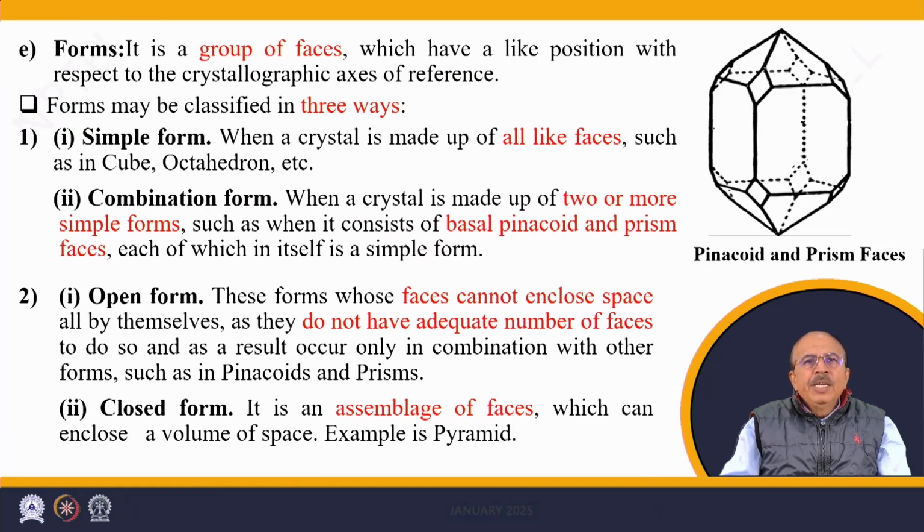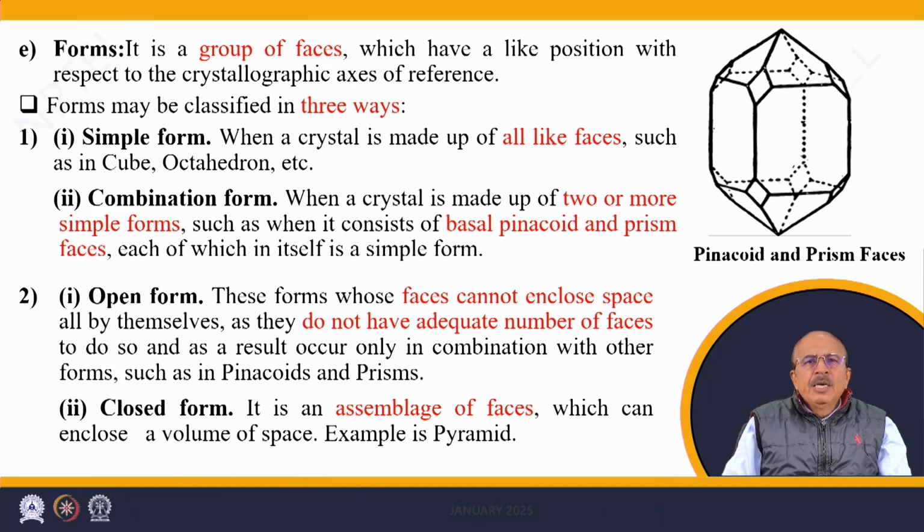Now forms: a form is a group of faces which have like position with respect to the crystallographic axis. This form is classified in three ways. The first way is to classify into simple form and combination form. Simple form: when a crystal is made up of all like faces, such as in cube, octahedron, etc. Combination form: when a crystal is made up of two or more simple forms, such as when it consists of basal pinacoid and prism faces, each of which in itself is a simple form.